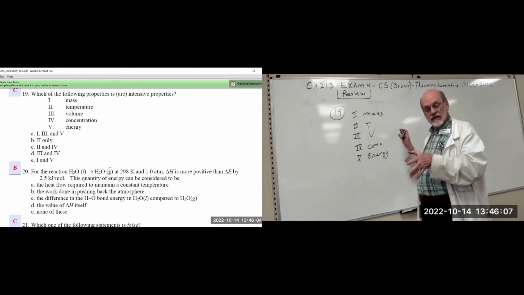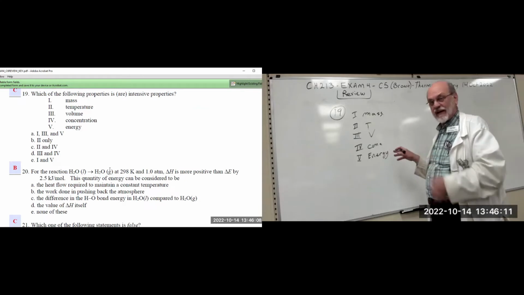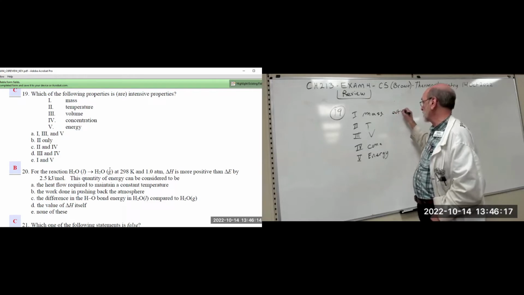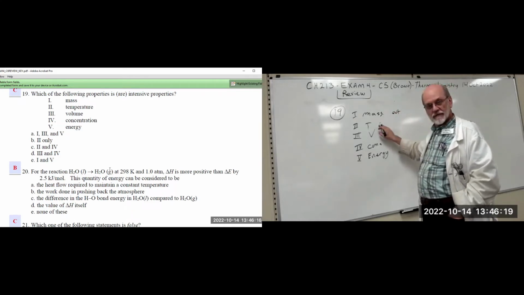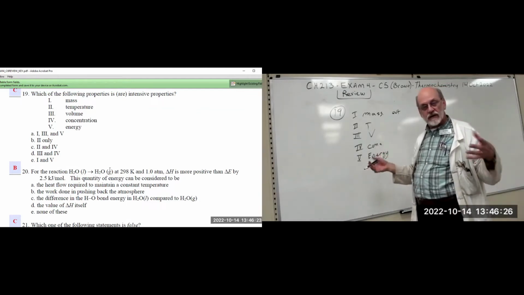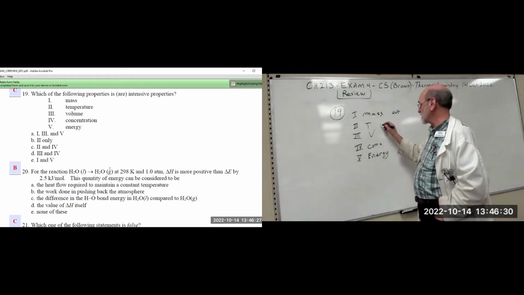Which ones don't matter how much of the substance or stuff is there? Mass, right, it does matter. That's an extensive property. Temperature, doesn't matter how big the mass is. At a given temperature, you can have 100 tons of it or you can have 5 grams of it. It's still the same temperature. So yes, this one's intensive.